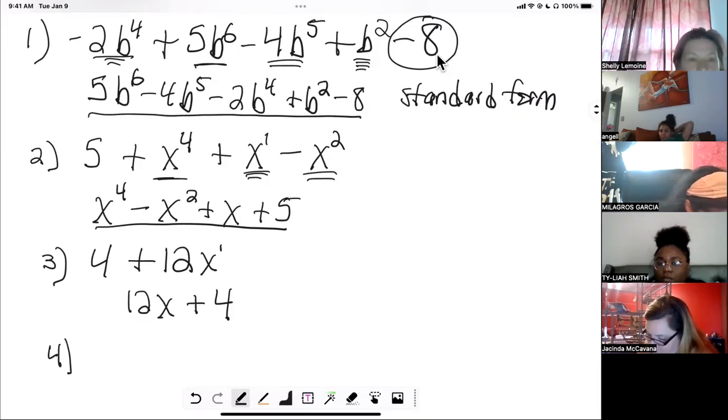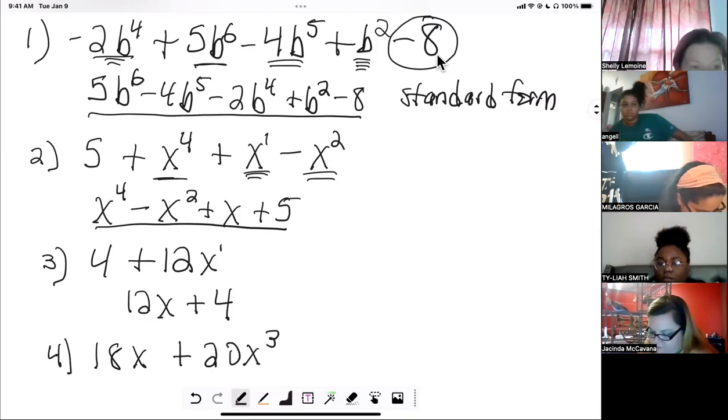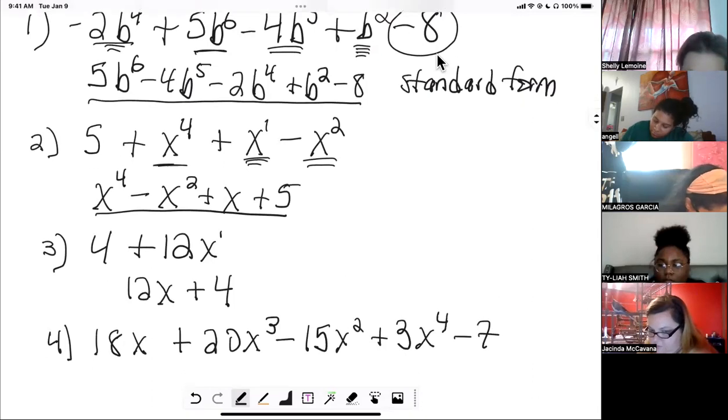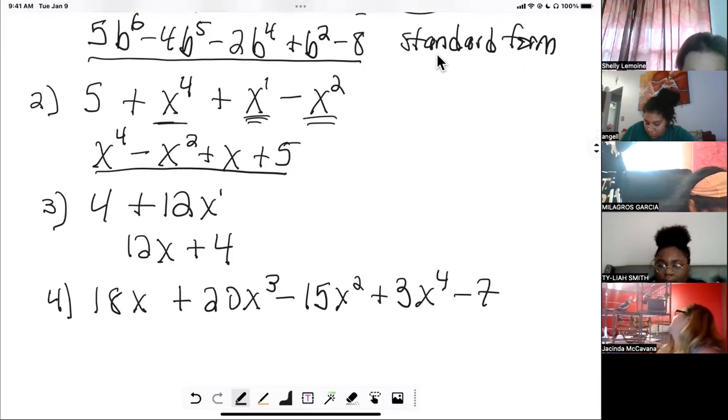Number 4: 18x. Maybe this is just me, but ever since I was a little human being, I've always written my bigger number first. I know, it's almost like, I don't know, to me, it looks cluttered if it's not all in some kind of order. So that's why in algebra, they call it standard form. So everything's in a certain order, kind of idea.